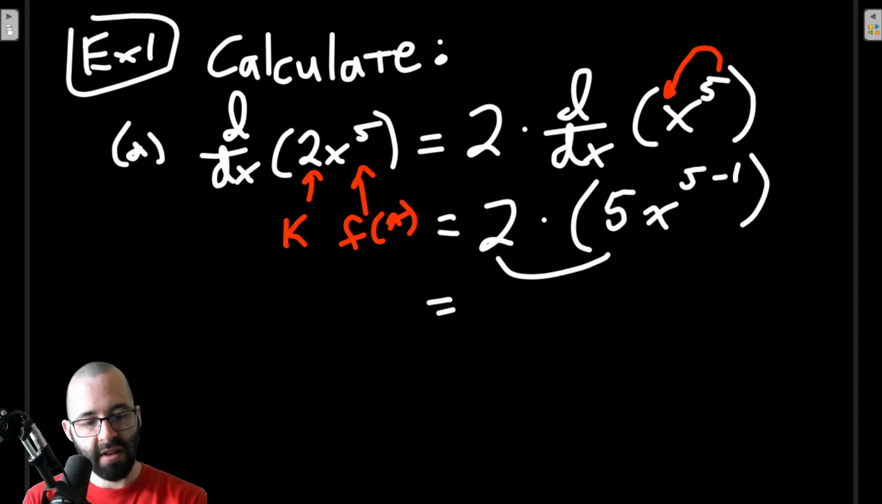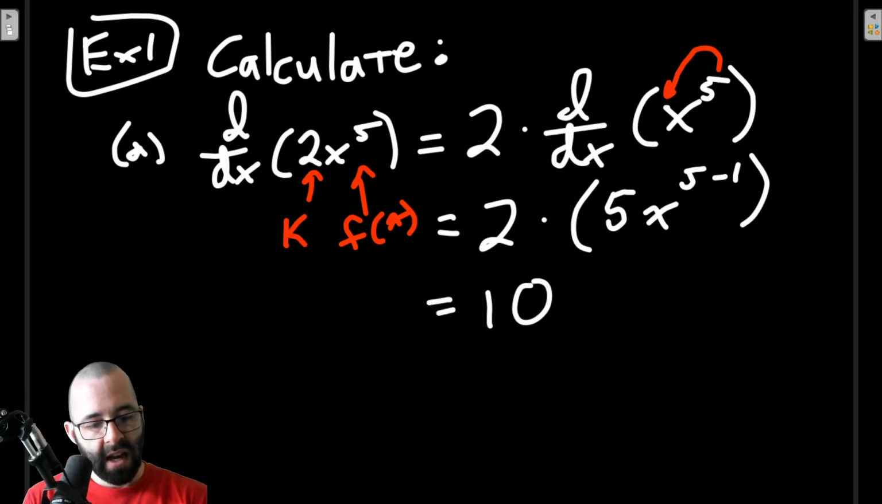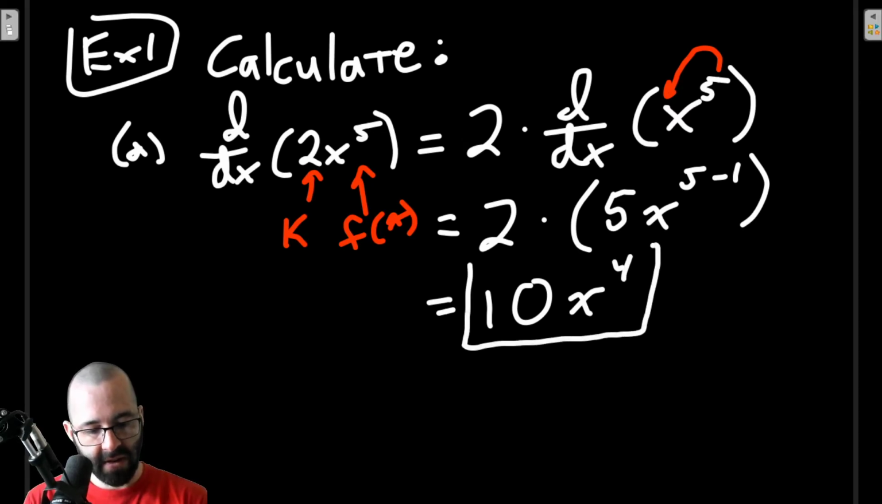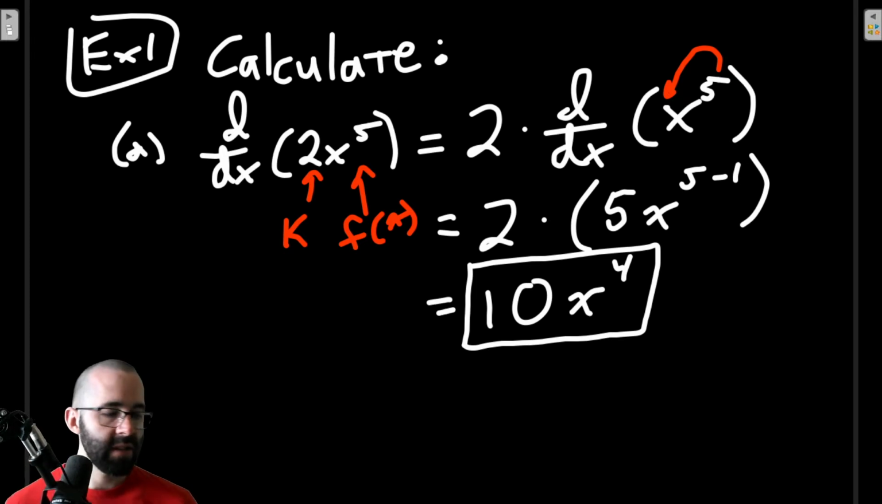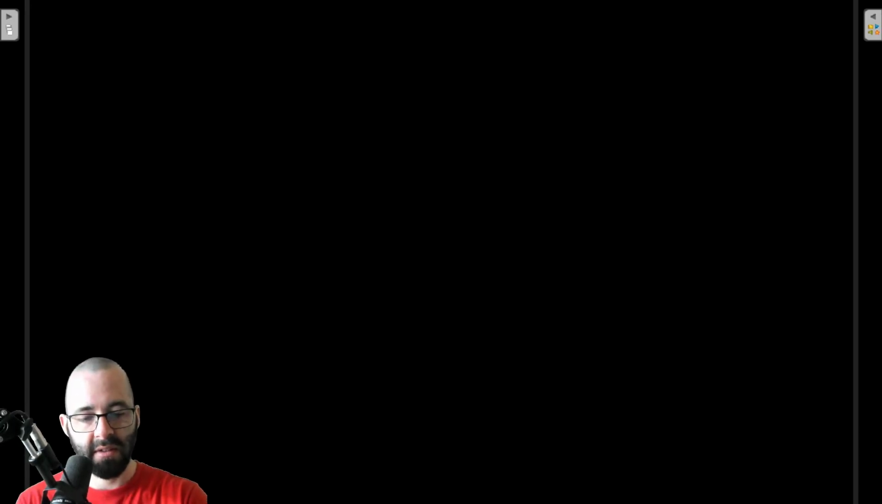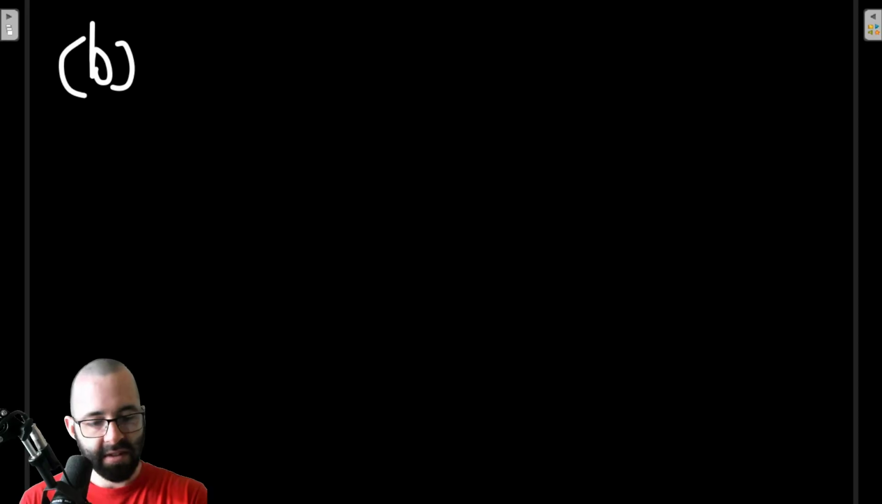So we have 2 times 5, like so, is 10. And then 5 minus 1 is, of course, 4. And this is our derivative. All right, and that's all there is to the constant multiple rule. Now, it can look a little bit different, but it's all the same stuff. So in part B, let's look at something a little different.